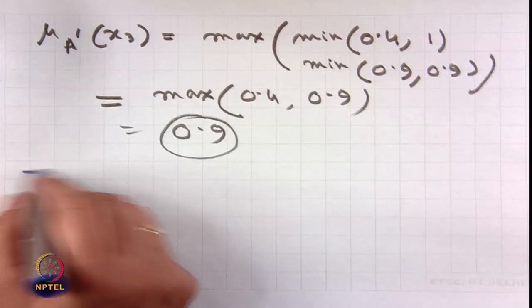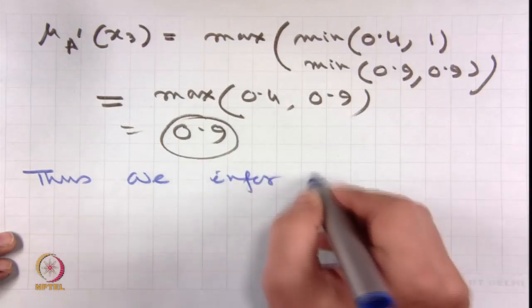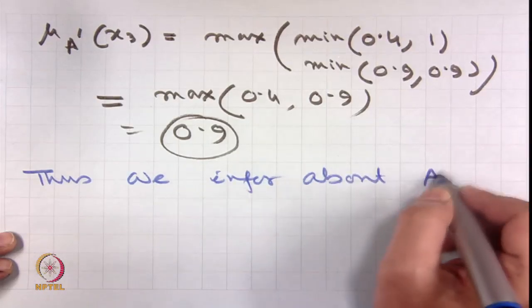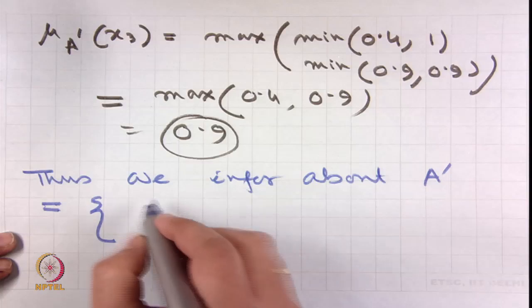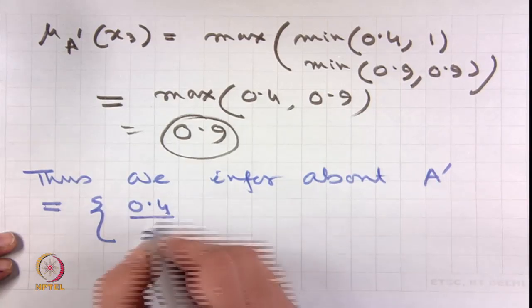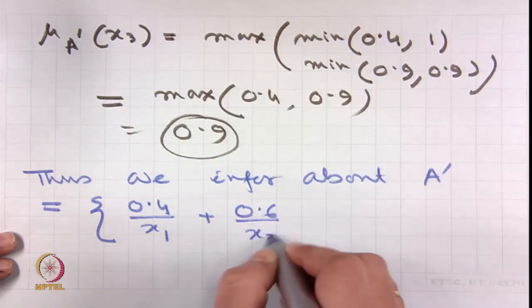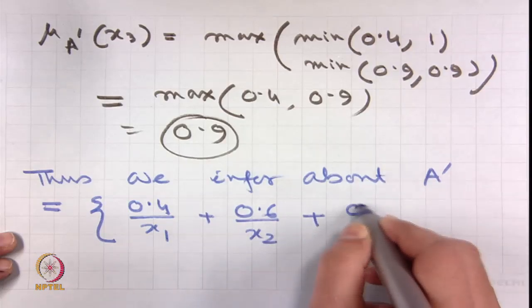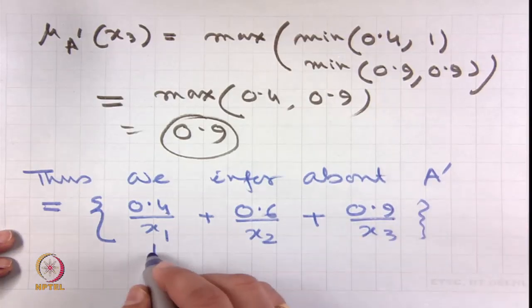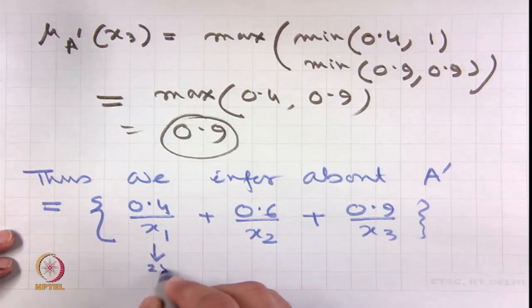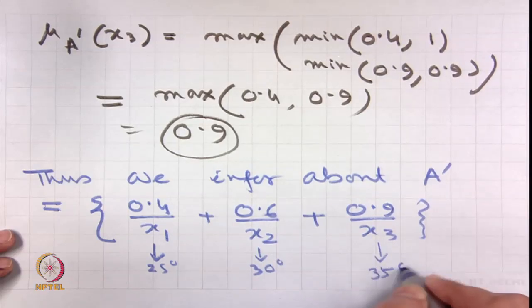Thus, we infer about a prime: it is equal to the set 0.4 for x 1 plus 0.6 for x 2 plus 0.9 for x 3, where this is 25 degree, this is 30 degree and this is 35 degree.